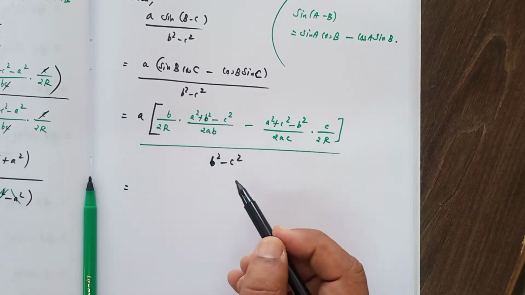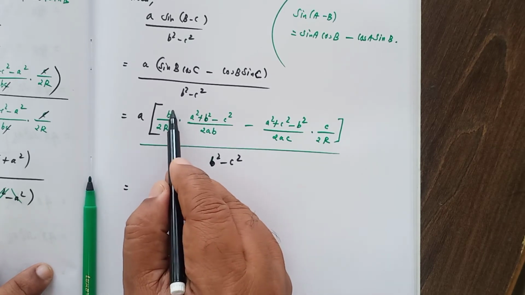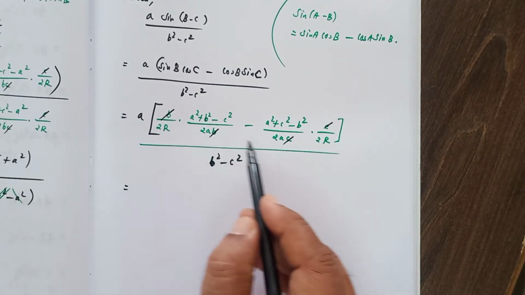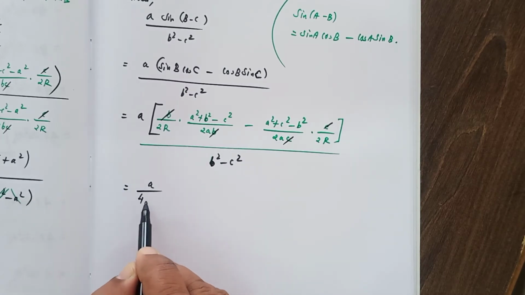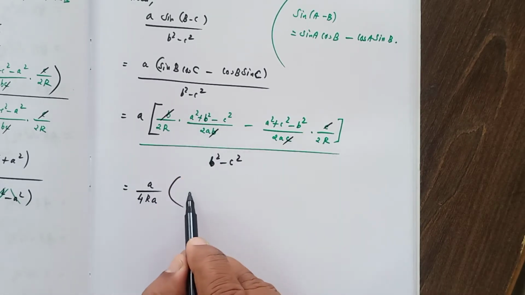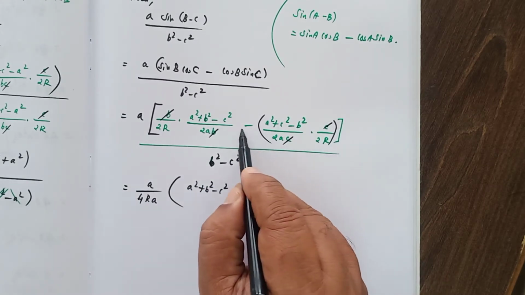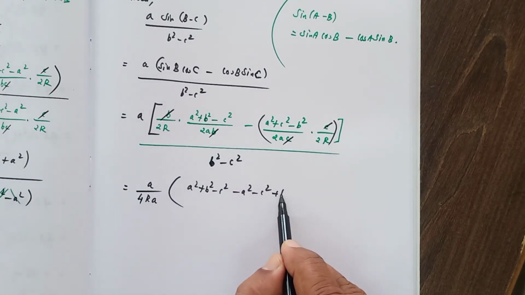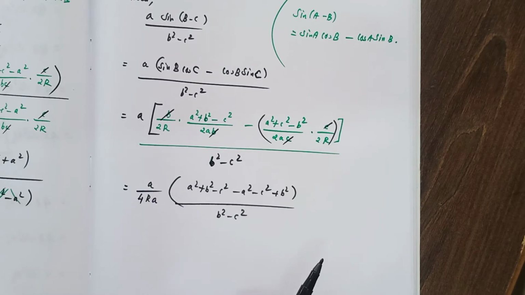That is equal to, here a, that is common only. Here b gets cancelled. Here c gets cancelled. 2r into 2a, 4ra. Here also 4ra. Common. So already a here divided by 4ra common in the denominator. After that, write the numerators as it is, a squared plus b squared minus c squared. This is common. So minus a squared, minus into c squared, minus c squared, minus into minus plus b squared, whole divided by b squared minus c squared.